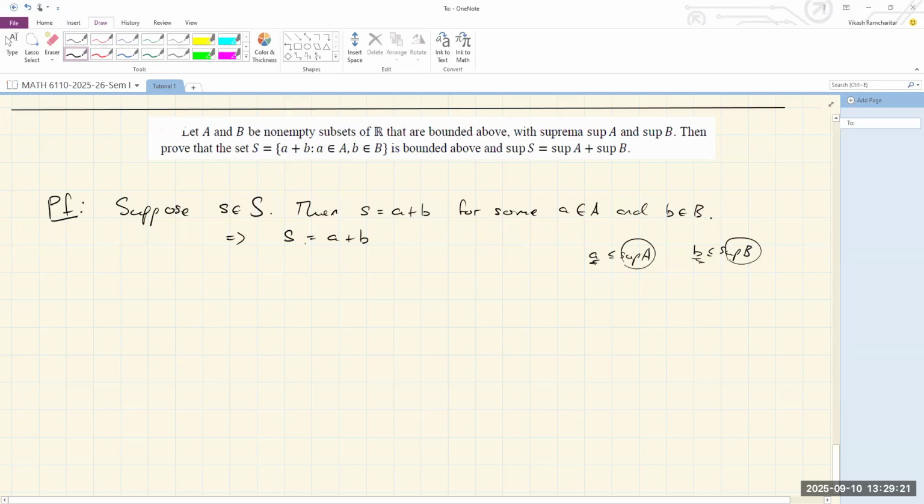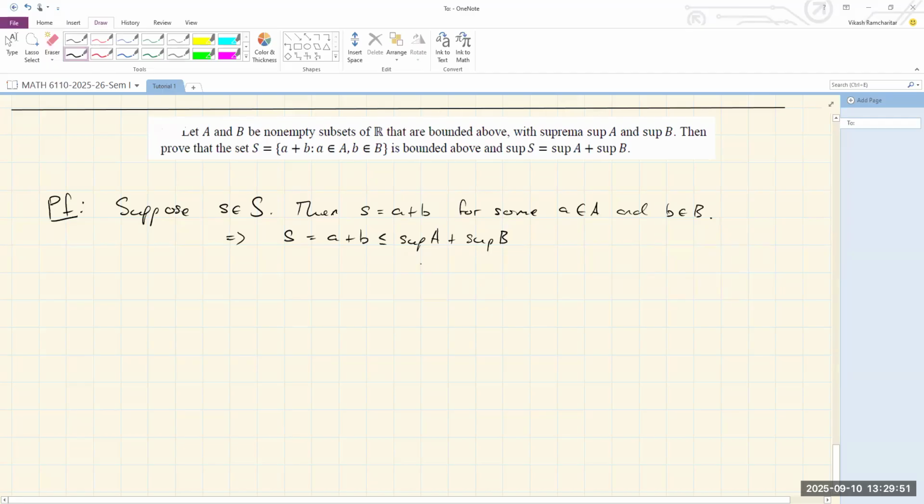So therefore s, which is the sum of these two numbers, will be less than or equal to the supremum of A plus the supremum of B. So all I did was take this inequality and this inequality and add them together, and you will get this part here. Let me just neaten this up.